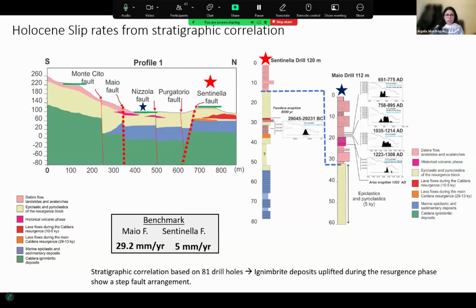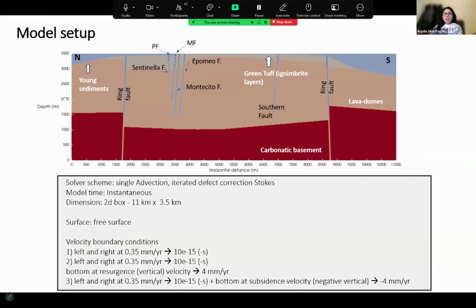Well, in the following slides, you are going to see a lot of these numbers: 29.2 millimeters per year for one of these faults and 5 millimeters per year for the other fault, which are the slip rates. So I set up a two-dimensional instantaneous model with a dimension of 11 kilometers by 3.5 kilometers in depth, using a free surface and imposing 3 different velocity boundary conditions to simulate the three stress fields that I wanted to test. But I'm going to mention the numbers in the following slides.